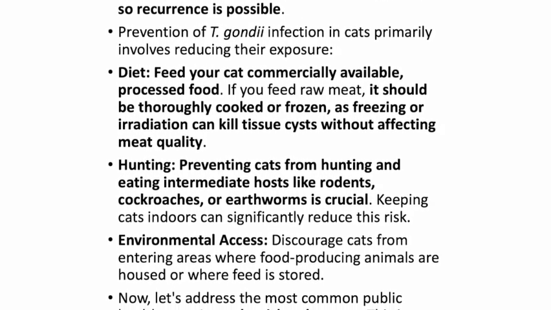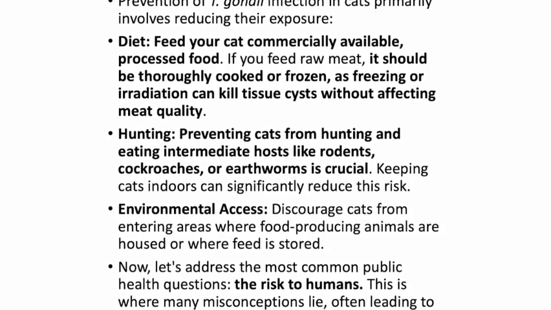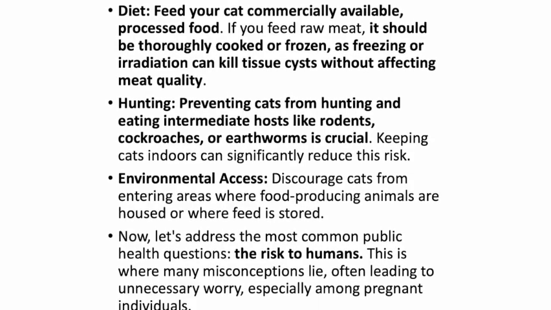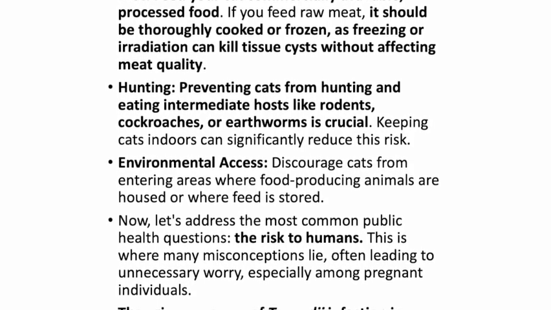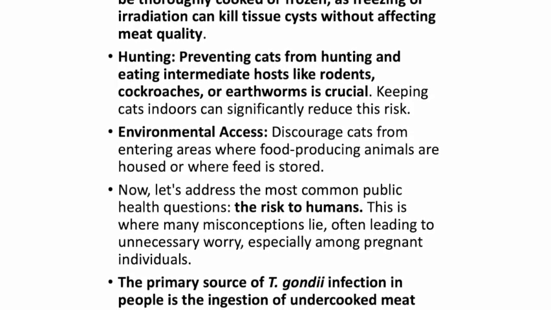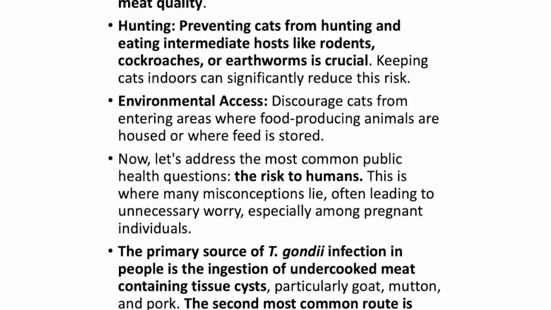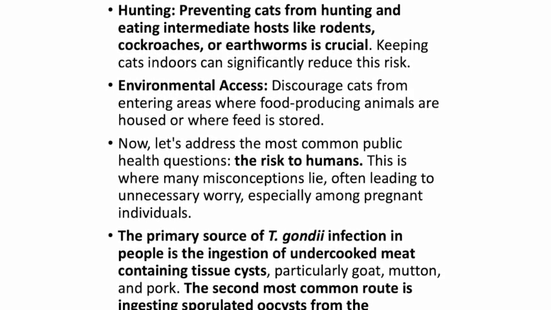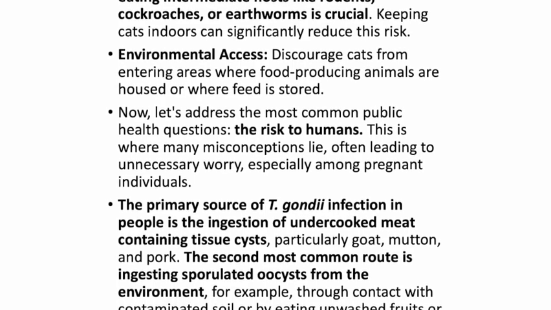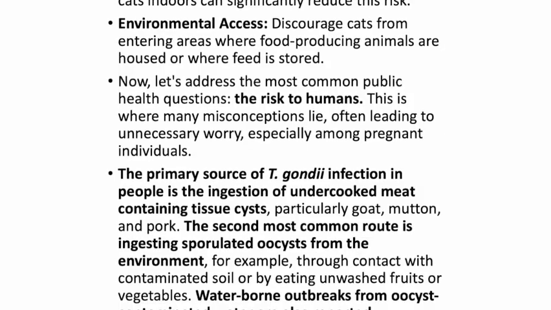Prevention of T. gondii infection in cats primarily involves reducing their exposure. Diet: feed your cat commercially available, processed food. If you feed raw meat, it should be thoroughly cooked or frozen, as freezing or irradiation can kill tissue cysts without affecting meat quality. Hunting: preventing cats from hunting and eating intermediate hosts like rodents, cockroaches, or earthworms is crucial. Keeping cats indoors can significantly reduce this risk. Environmental access: discourage cats from entering areas where food-producing animals are housed or where feed is stored.